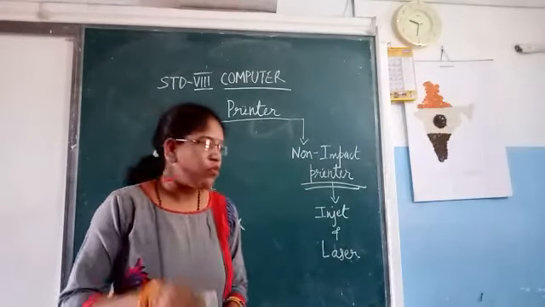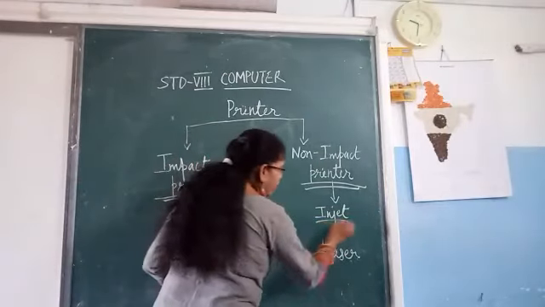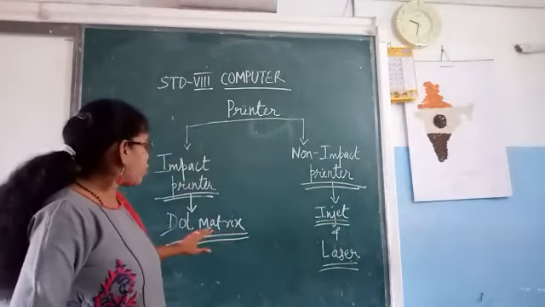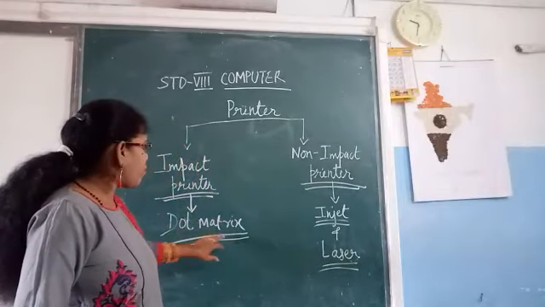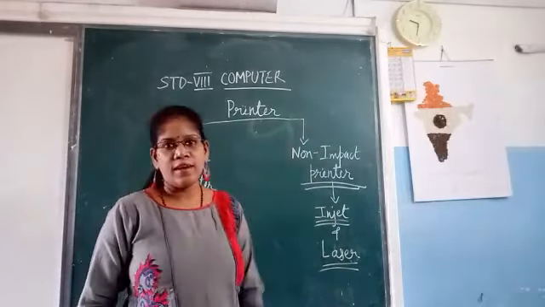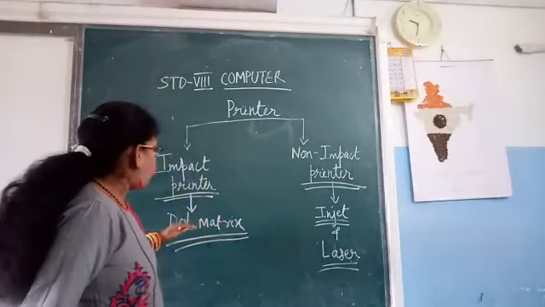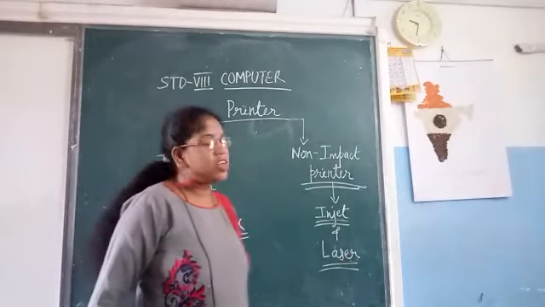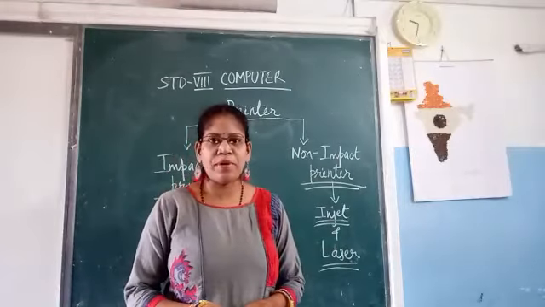So here we are going to read about the main three types of printer. We have many printers, but we will read only these three types of printer. That is dot matrix printer, inkjet printer and laser printer. So just remember, dot matrix comes under impact, and inkjet and laser printer come under non-impact printer.